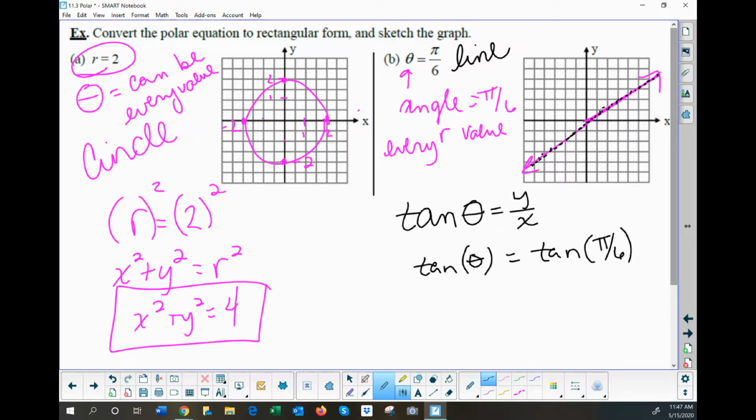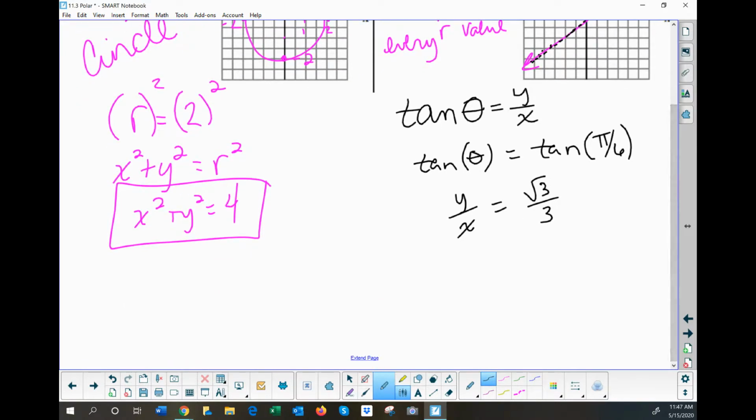There's our starting point. Now replacing tan theta with y over x, evaluating the tan at pi over 6 is root 3 over 3. And typical rectangular fashion is y equals, isn't it? So I get y equals root 3 over 3 times x. Linear function with the slope of root 3 over 3. Fantastic. 2 to go.